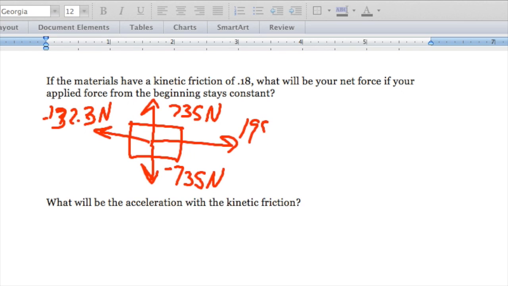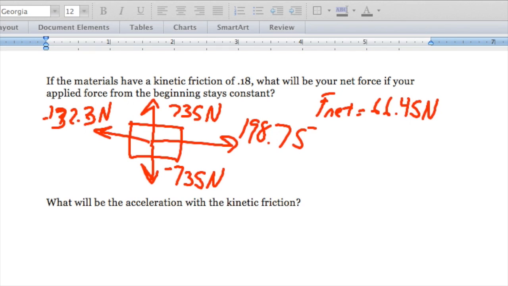My force applied stayed the same, so the 198.75 is what's applied. Okay? So that gives me a force net, when I compare the two on the same axes, it gives me a force net of 66.45 newtons.